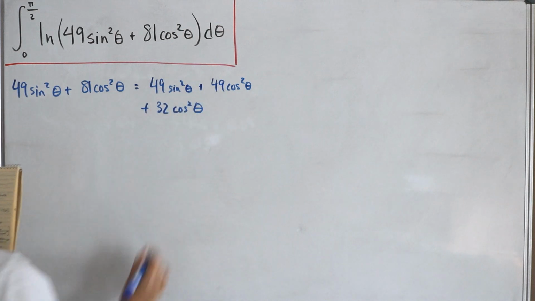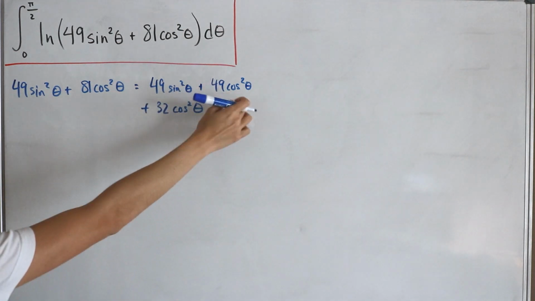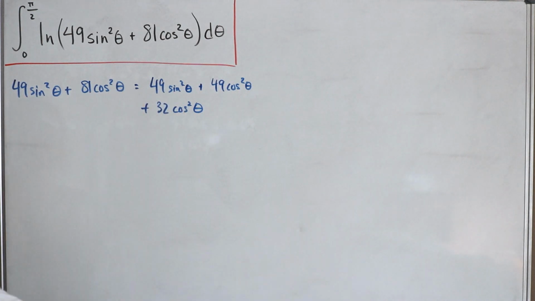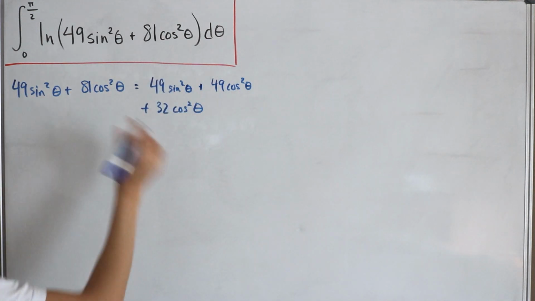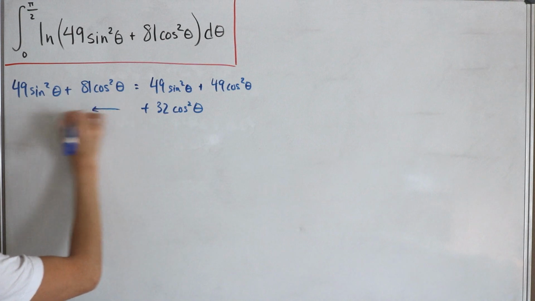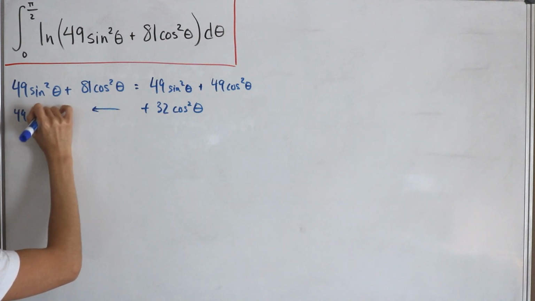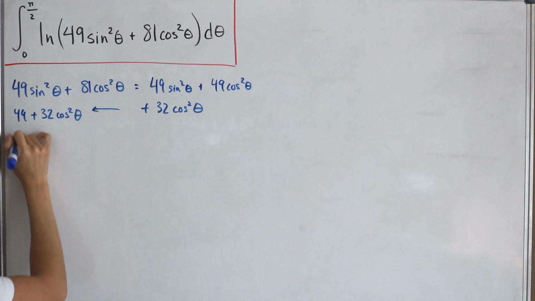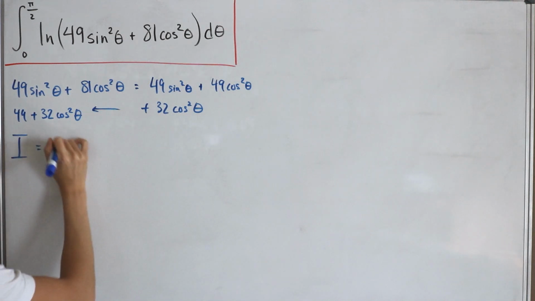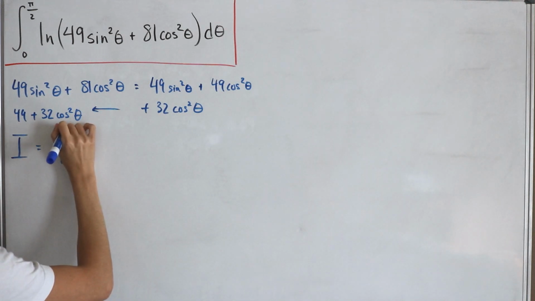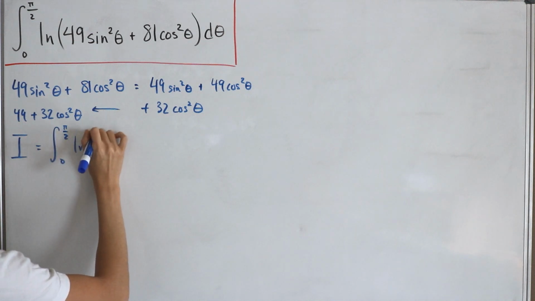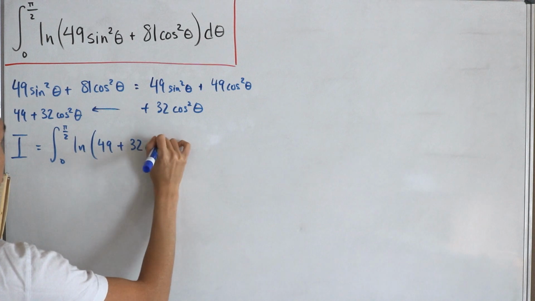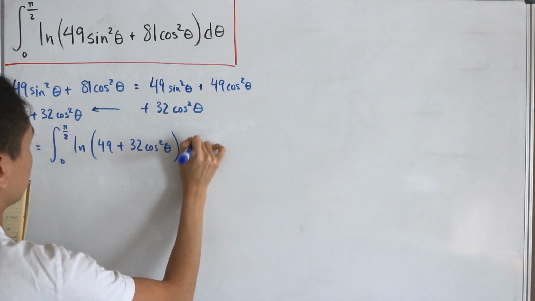What's nice is that because we have a sine squared theta plus a cosine squared theta, we know from fundamental trigonometry that it's going to equal 1. So let's factor out the 49, which leads us to 49 plus 32 cosine squared theta. So that will be our new integral that we'll be tackling. Capital I is going to equal the integral from 0 to pi over 2 of the natural log of 49 plus 32 cosine squared theta, d theta.